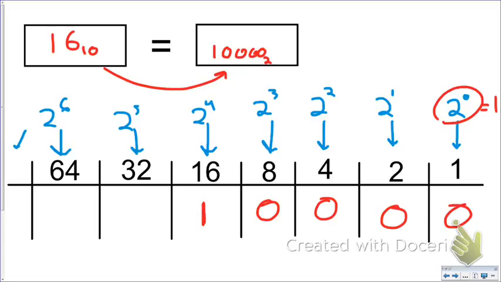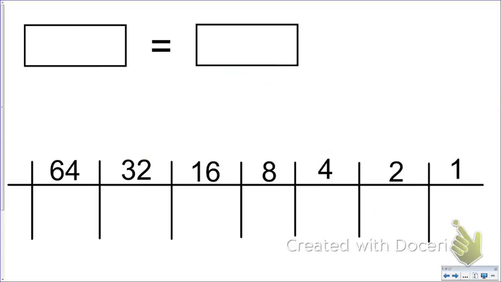Let's do another one that doesn't come out to be quite so even. Let's do 17. Let's just do the next one up. 17 base 10, and we want to convert that to the base 2 system. Okay, so this would be a good time for you to pause it and try it on your own, and then let's come back and work through it.